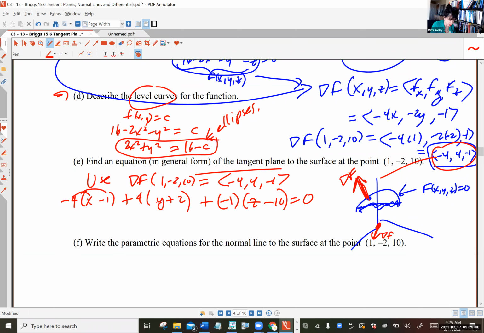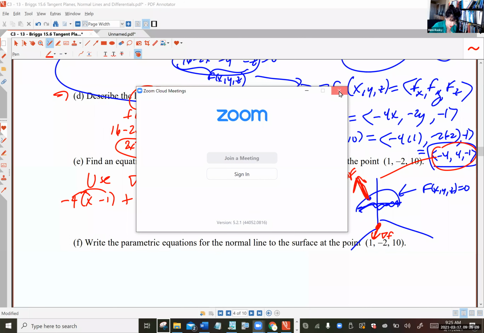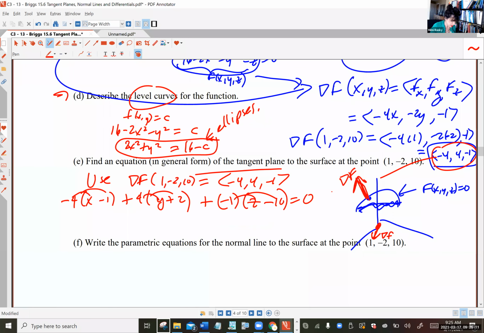And if I distribute and multiply things out, collect like terms, add it all together, make it look pretty, you'll get the general form for your equation of your tangent plane. This is the general form. I initially got negative 4x plus 4y minus z equals negative 22. But when you have that many negatives in it, it doesn't look very pretty. So I just multiplied both sides by negative 1. And this looks a little nicer. For those of you who are wondering how I got this for my final answer.